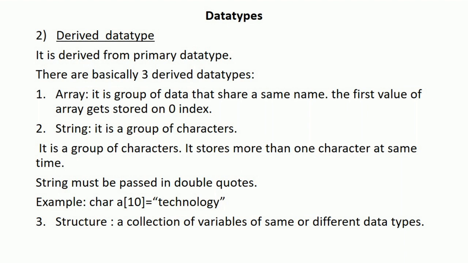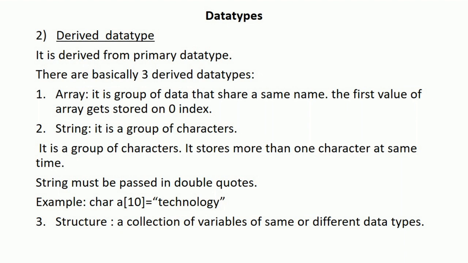Third comes the structure. Structure is nothing but a collection of variables of same or different data types. We have seen in array that array is a group of data with same data type and shares the same name, whereas structure is a collection of variables of different or it can be same data types. You cannot store different data type variables in an array, but you can store them in a structure.